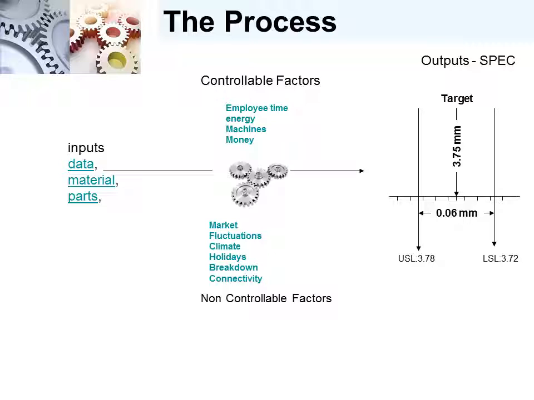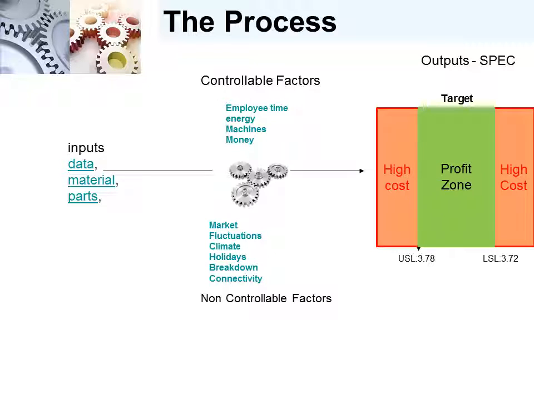Now let us assume a new process where a customer requirement is expected to be between the specification limits, also called the upper and lower specification limit. The process is expected to achieve a target diameter of 3.75 mm. The tolerance in this case is plus or minus 0.03 mm. Any point that goes out of this specification limit leads to high cost to the producer, while the green zone leads to a profit.